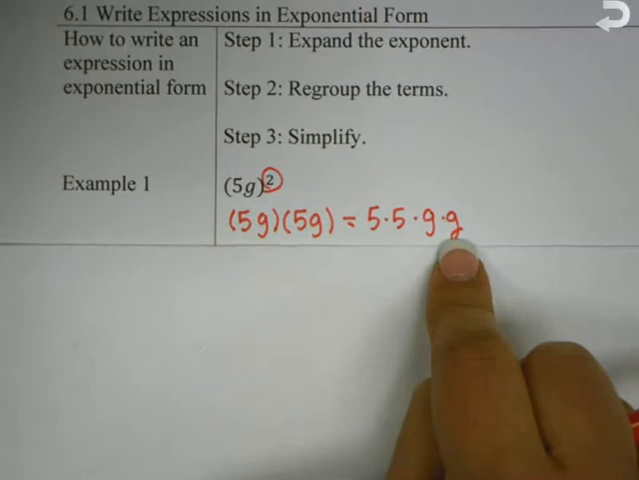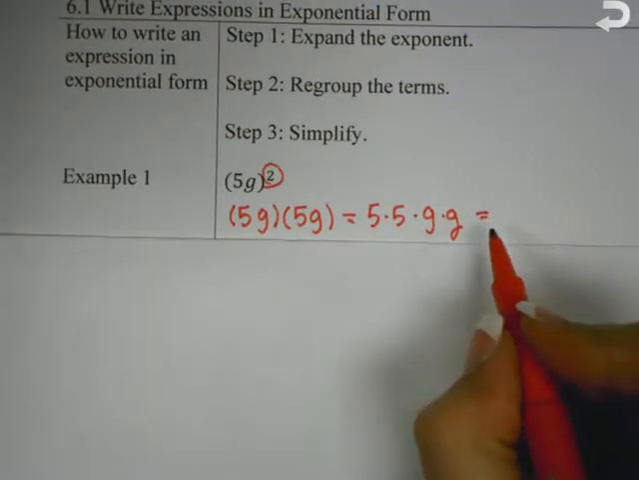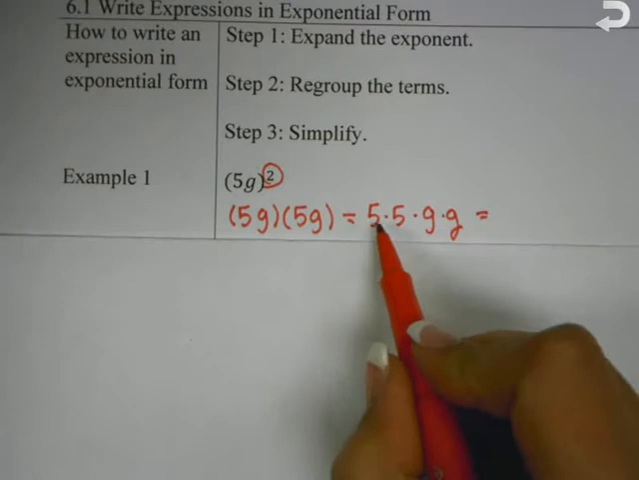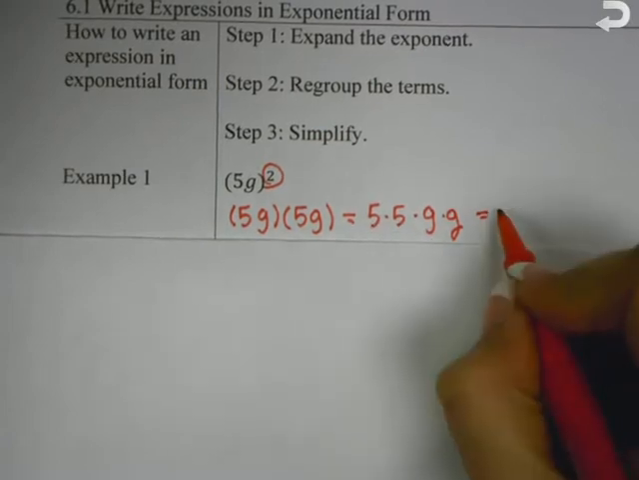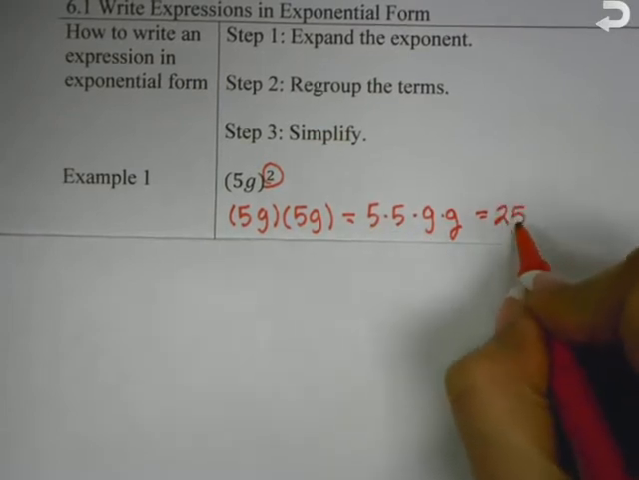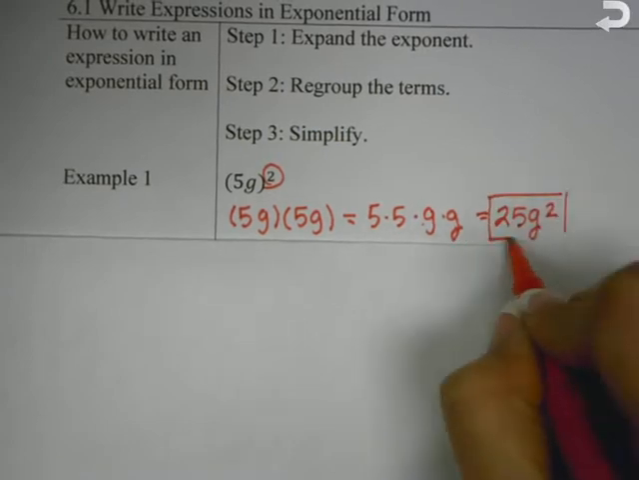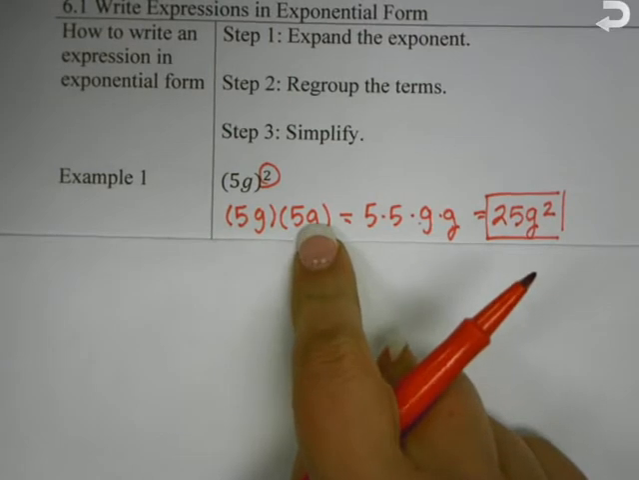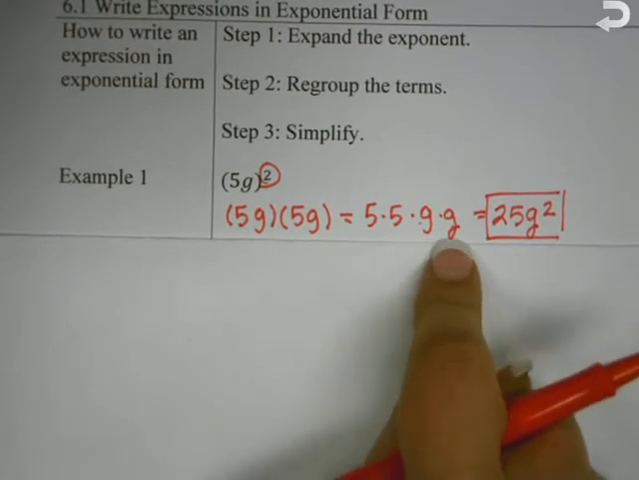So then to simplify, we want to multiply the like terms that we can. So 5 times 5 gives me 25, and g times g is the same as g squared. So this is our final answer. We expanded the whole thing, and then we regrouped the 5's so they were next to each other, and the g's so they were next to each other, and then we simplified that. So we got 25g squared.